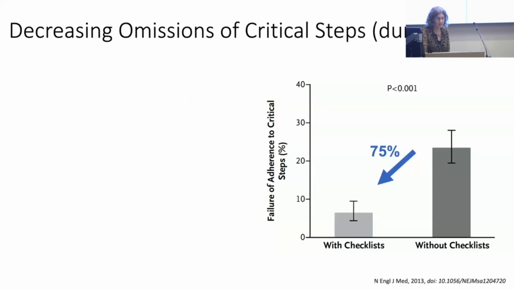So this is a paper out of our Ariadne Labs from the Harvard group that was in the New England Journal in 2013, and the world started paying more attention to the idea when this came out, that there was a 75% decrease in failure to adhere to critical steps. So that's huge if you combine that with that earlier slide, that it matters what care we deliver to our patients for ACLS or for crises, and we can decrease the omissions and the errors of failure to adhere to these critical key steps by 75% if we can get people to use these appropriately.